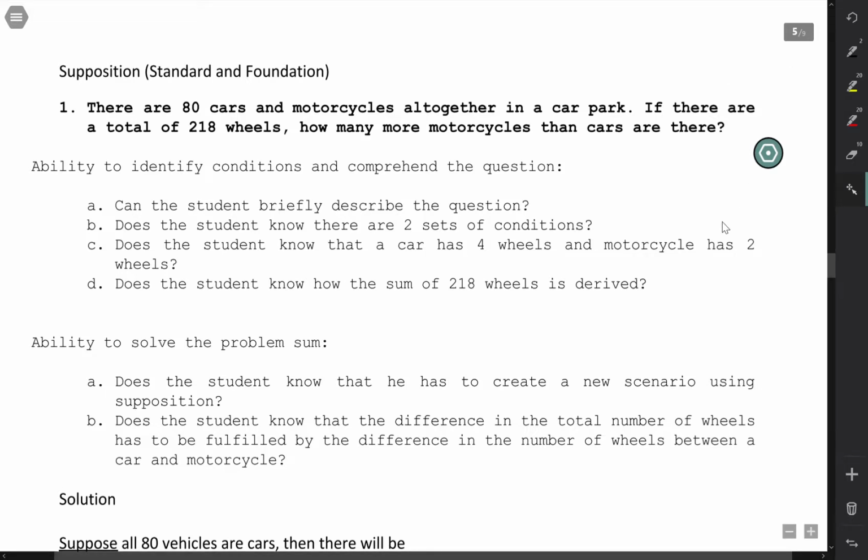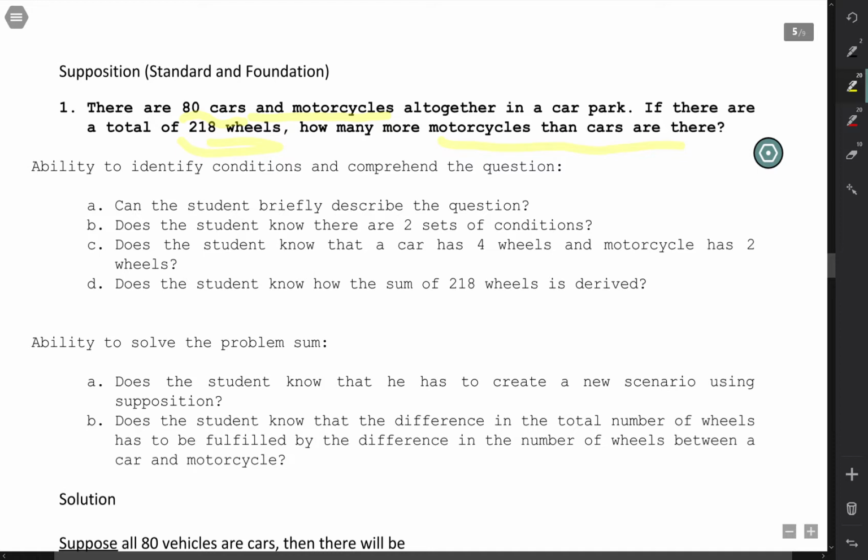Okay, next up we have the supposition, right? This is for both standard and foundation. So here's one example of a supposition question. There are a total of 80 cars and motorcycles together. And if there are a total of 218 wheels, how many more motorcycles than cars are there?